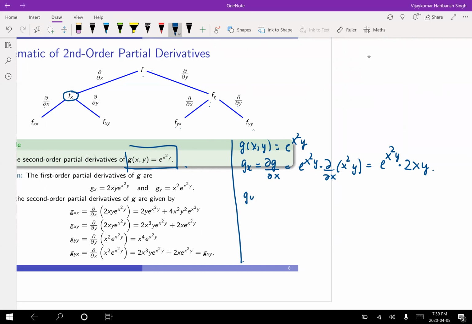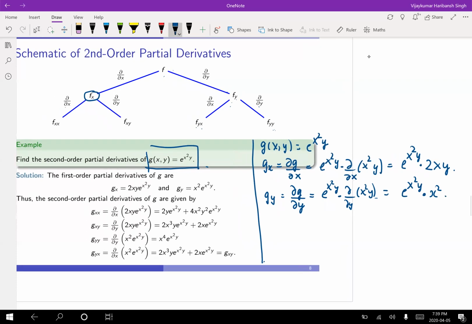Similarly, let's look at g_y, the partial derivative of this with respect to y. This is going to be the same, e to the x square y times the derivative of x square y with respect to y. Derivative of y is 1 and x square is a constant, so it comes out. So we get x square times e to the x square y, y is a constant. So this is what you get. Now we have to compute the second order partial derivatives. There are 4 of them.